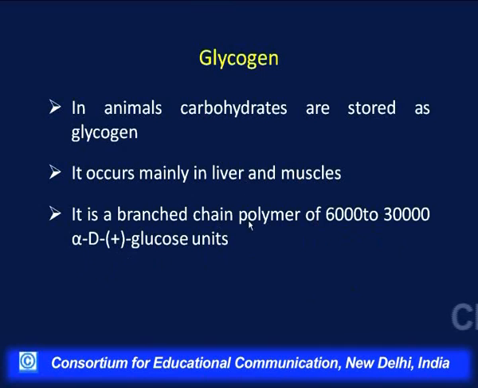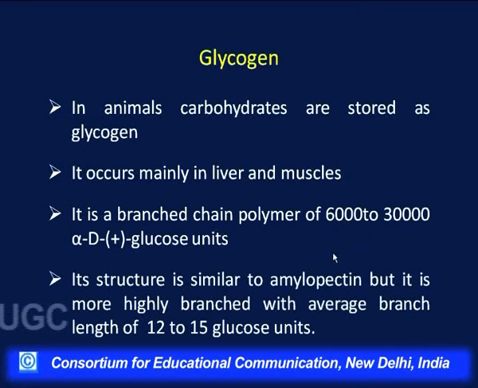The structure for glycogen is very much related to amylopectin. The only difference is that the molecules are very large and the branching is also very high. The average number of glucose moieties per branch comes out to be 12 to 15 glucose units.